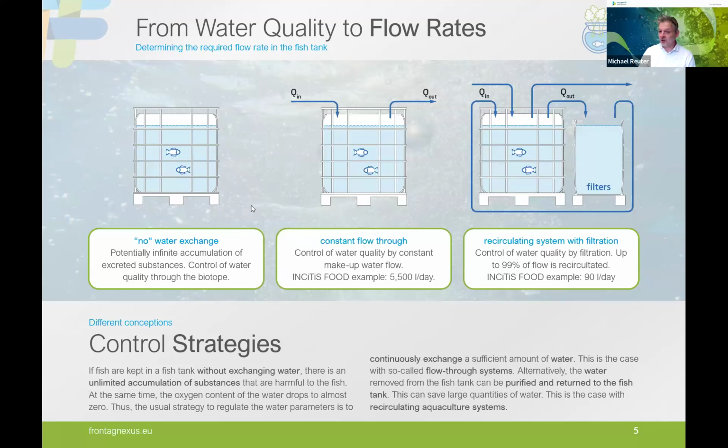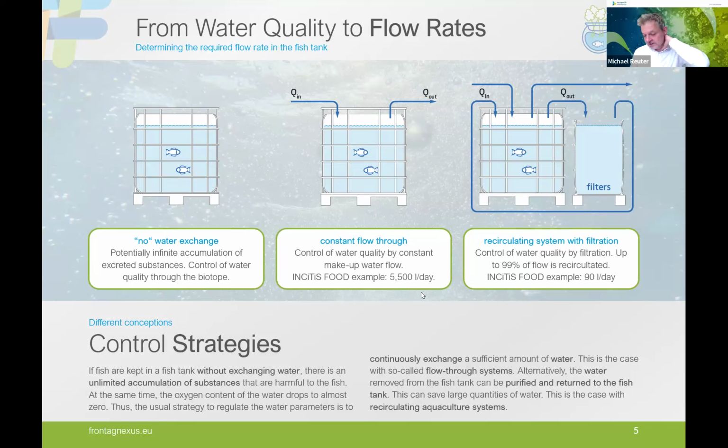I already talked last time about the different control strategies for water quality, and we will focus on the last one, the recirculating system with filtration, where the filtration has to be so good that with a given flow rate, we can maintain water quality in these wanted parameters, while we still can recirculate up to 99% of our water. So we are saving really much water.